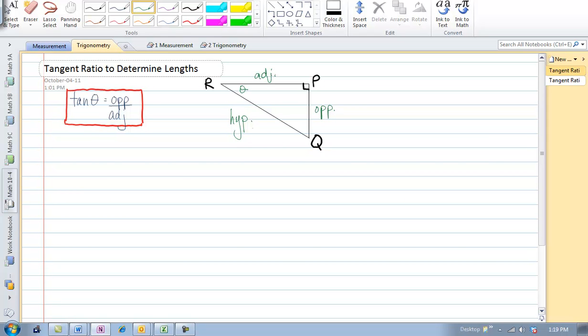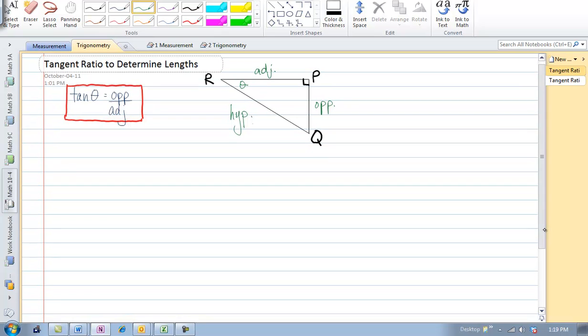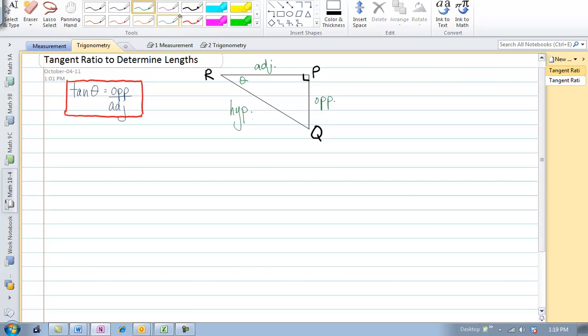A mistake that students often make is they decide that QR is also beside angle theta, which it is. However, it's already been labeled and designated as the hypotenuse, and therefore it is not the adjacent. The adjacent and the opposite can only be labeled onto the legs of the triangle, or the two lengths that make up the right angle. Okay, so let's take a look at some examples, and we'll put them into context.